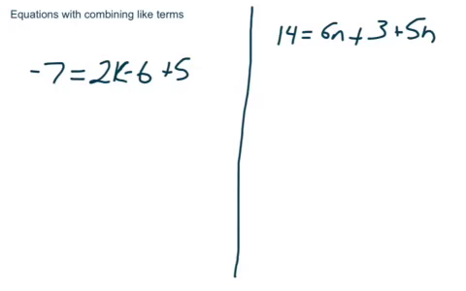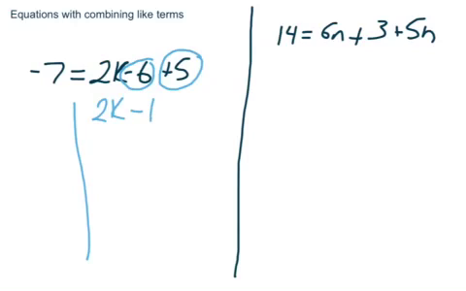As I'm looking, I can already see that I have like terms that I can combine. I can combine that negative 6 and that positive 5. When I do that, I'm going to end up with 2k minus 1 on my right-hand side, still equal to negative 7. So in that one step, I've turned what was a more complicated equation into a simple two-step equation. And then we're back to putting a box around our variable and using inverse operations.